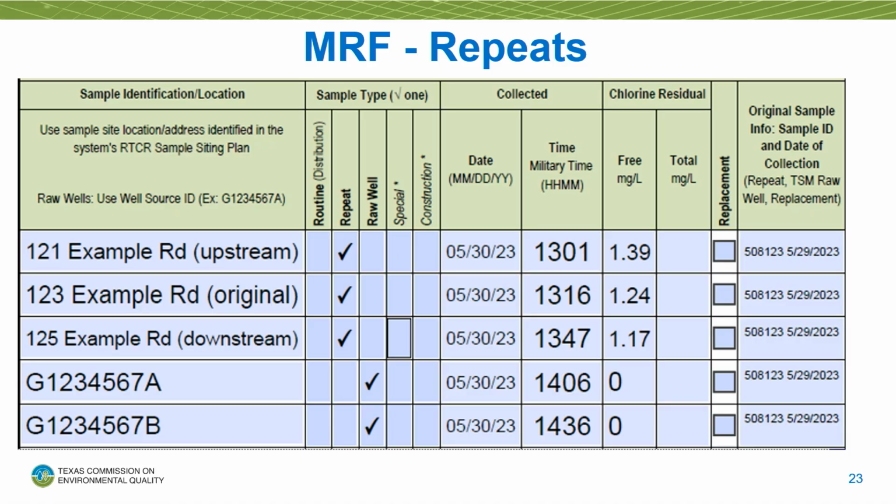For well sampling, you don't want to leave it blank. You don't want to put an NA. You don't want to put a slash. Those kinds of errors can lead to sample rejection, so you always want to have a measured chlorine residual for the groundwater well chlorine type column.